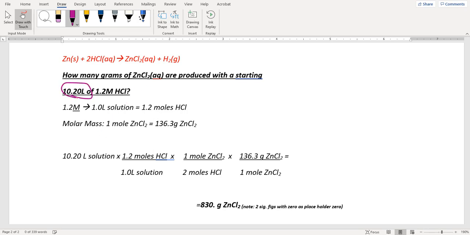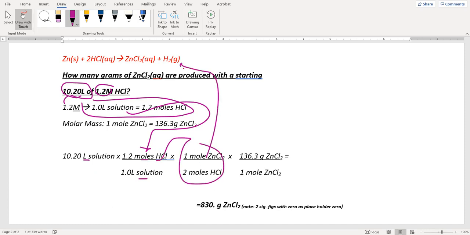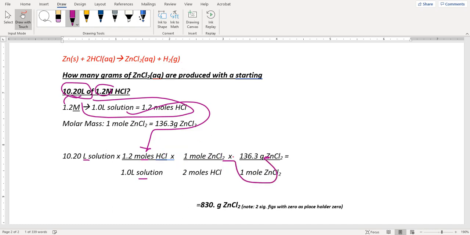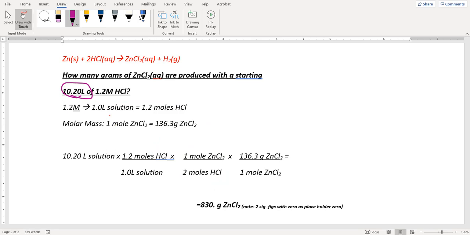So first we're in liters, it's not in mils, so we don't have to do any additional conversion. And then from there, we need to set up our equality from our molarity so we can use it as a conversion factor. And now we're going to go from liters to moles. We have our mole ratio from the balanced equation. And now that we're in moles, we have to go from moles to grams using our molar mass.